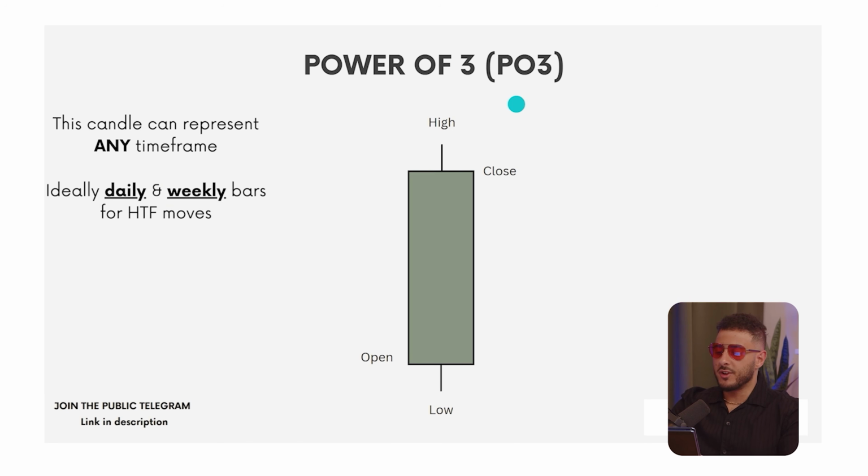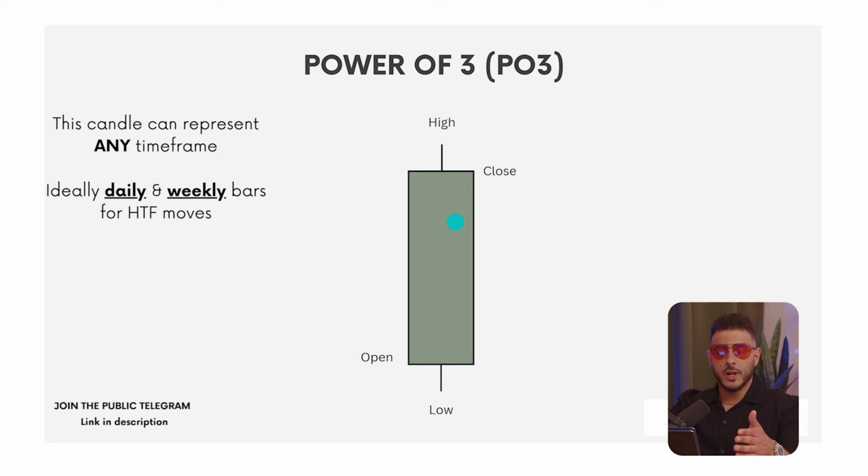So again, power of 3 is a very, very simple concept. This candle right here can represent any time frame. Ideally, I personally use the daily and the weekly bars for the higher time frame moves. If we're trying to anticipate this specific low, power of 3 helps us with this narrative, right? Because if there's an opening price, there's going to be a low, there's going to be a high, and there's going to be a close.